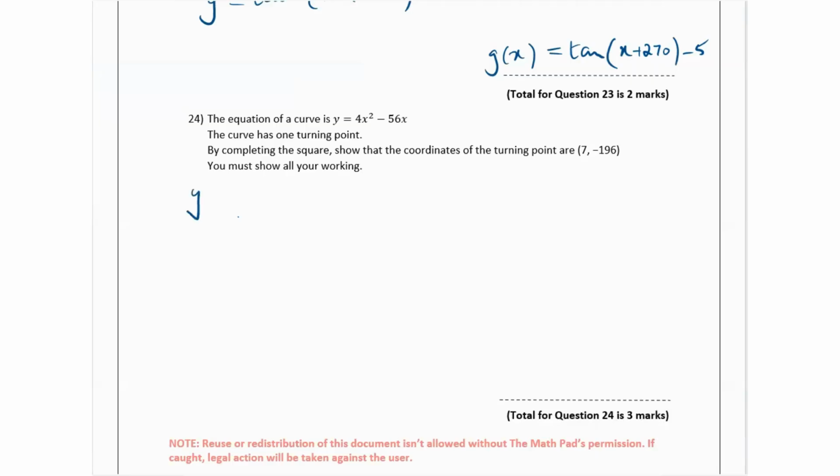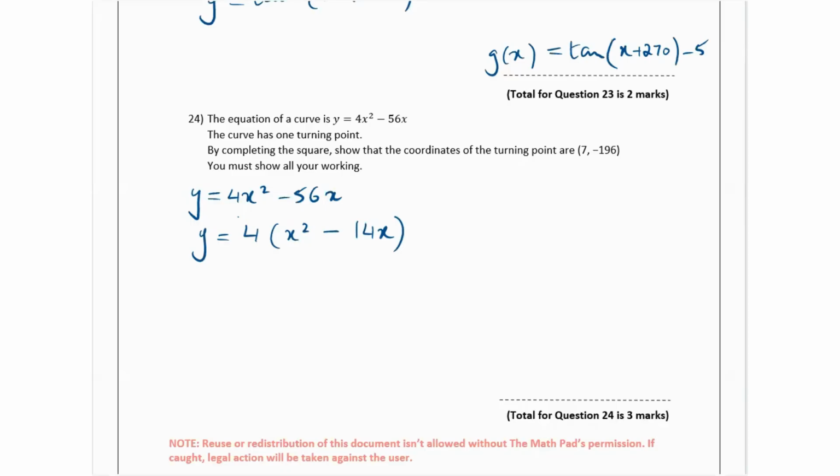So for the completing the square method, first we begin with taking 4 common from the entire equation, because the coefficient of x squared has to be 1. It cannot be more than 1 or less than 1. So it's going to be 4 bracket x squared minus 14x. We only take 4 common, not x, just 4.